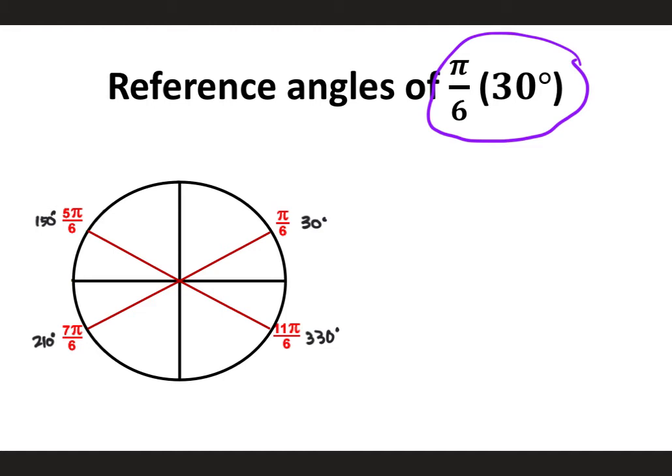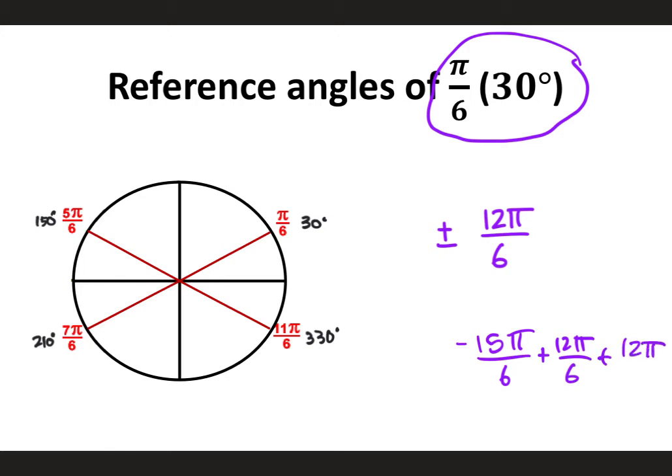Now, if you're trying to get back to one of these four, so that you can evaluate something and know exactly what quadrant you're in, what you're going to do is add and subtract chunks of 12 pi over 6. So if I have something like negative 15 pi over 6, I know it's a 30-degree reference angle. I might not know where it's at, but I'm going to add 12 pi over 6 and add another 12 pi over 6, and that'll get me back to my 0 to 2 pi range. That way I can evaluate it.